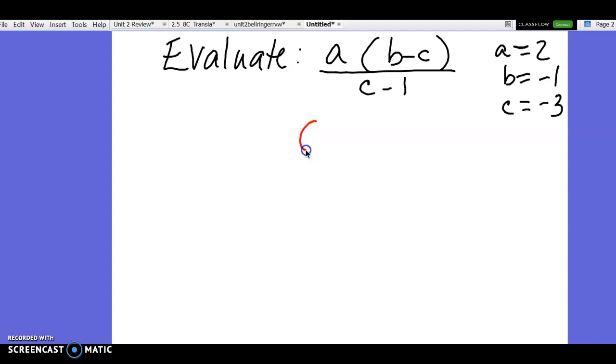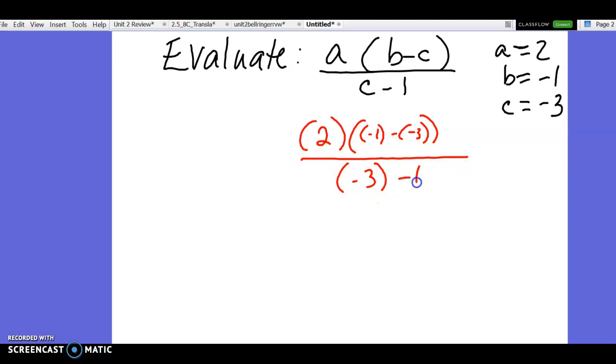So we're going to start in this problem. In place of A, I'm going to put in 2. I'm going to use parentheses. And then I have B minus C. So that is, in parentheses, a negative 1 minus, and then C is a negative 3. And then that's all over C minus 1, so I have negative 3 minus 1. The parentheses are really going to make a difference if there's any exponents.